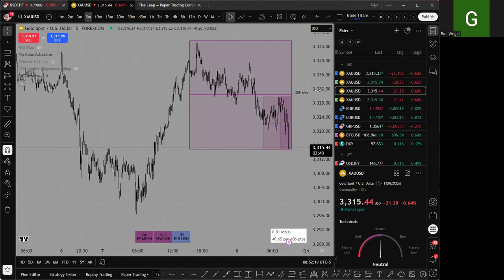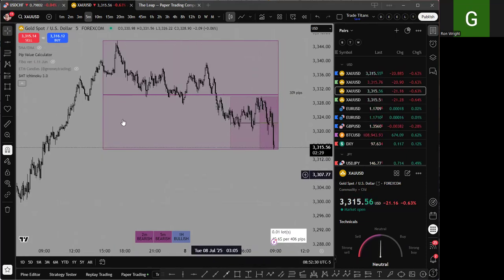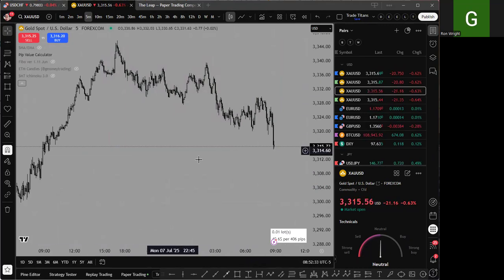However, he does his in a weird way. So if we want to do it the G Money way, I will show you how G Money sets his up. So let's just turn off all the indicators.